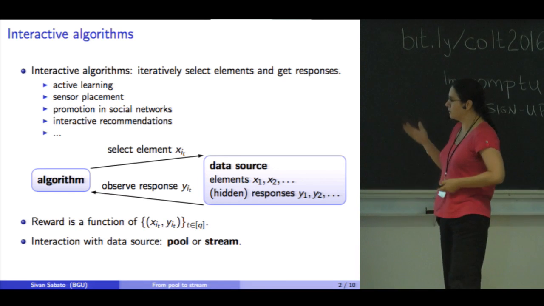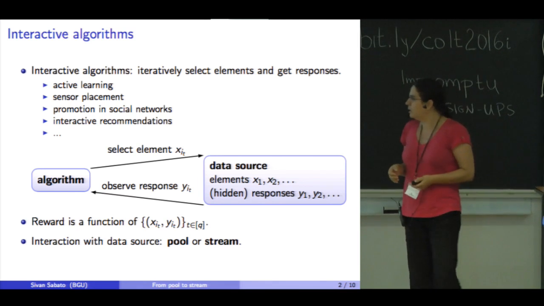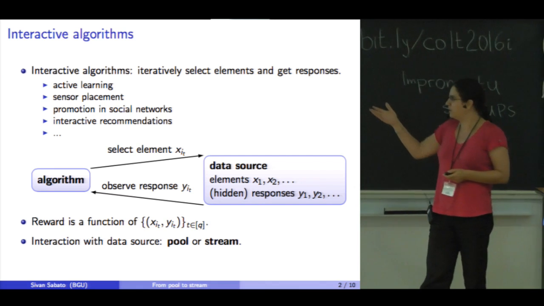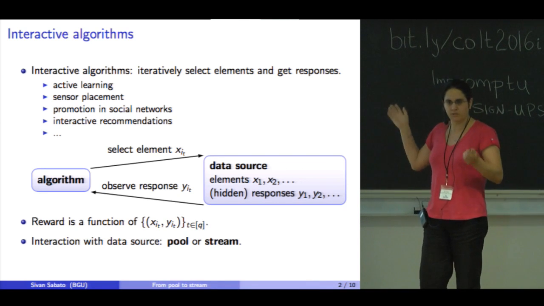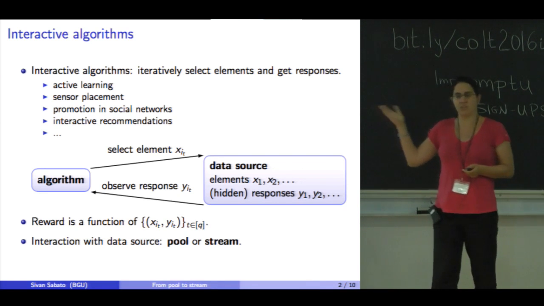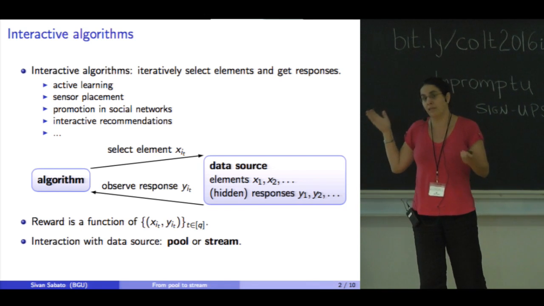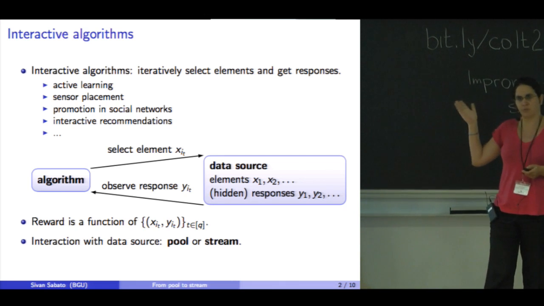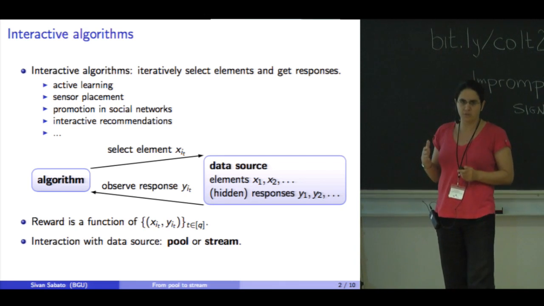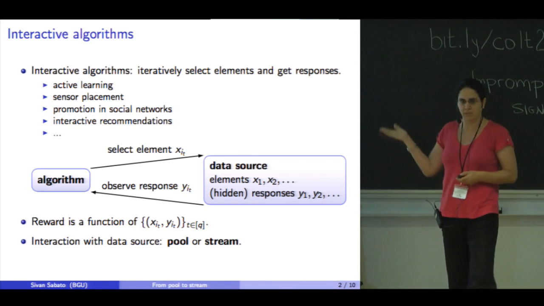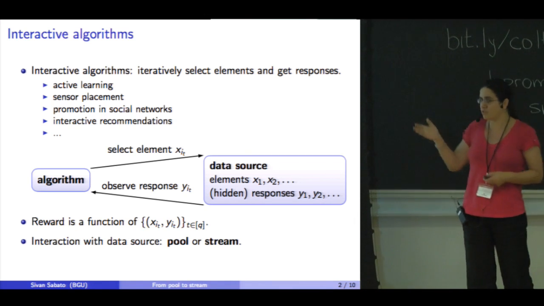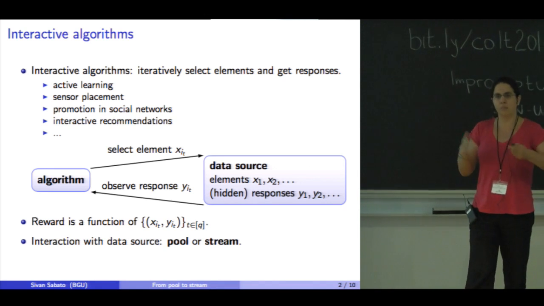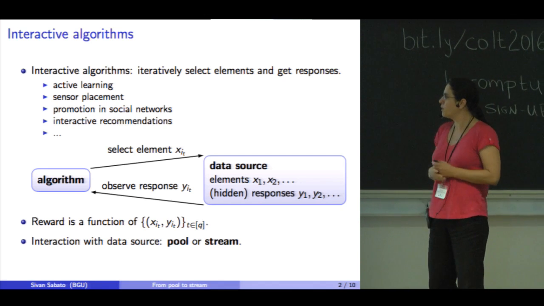For this talk, I will again consider a very abstract notion. So we have an algorithm and we have a data source. The data source has elements. I will denote them x1, x2, etc. And each element has a response, which is in the beginning hidden from the algorithm. But then the algorithm iteratively selects elements from the data source, and for every element it selects, it gets a response. So in active learning, the element could be an example, and the response could be a label. In other applications, it could be anything else. So maybe X is a sensor, and Y is a measurement of what the sensor has observed, etc.